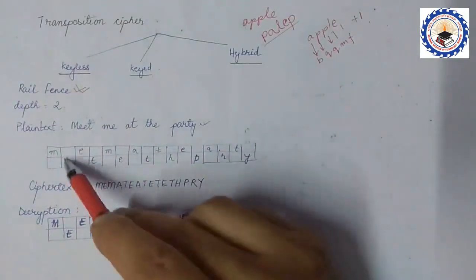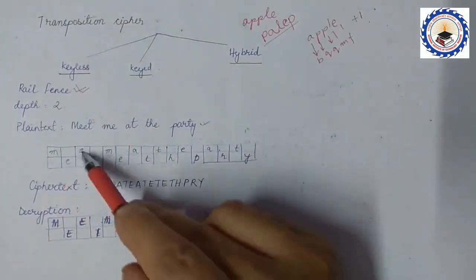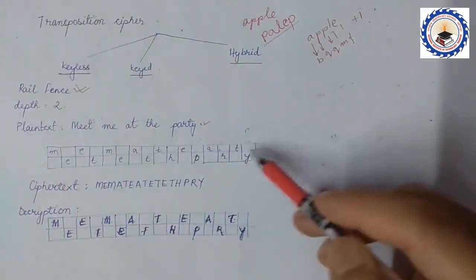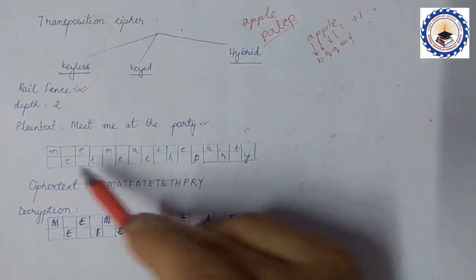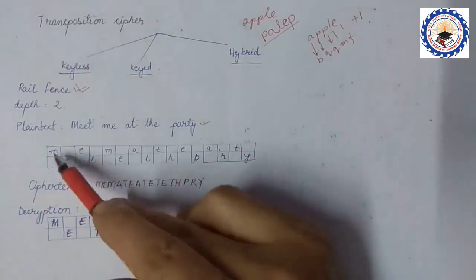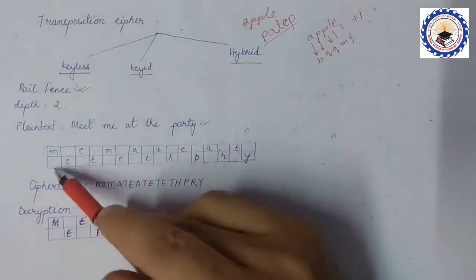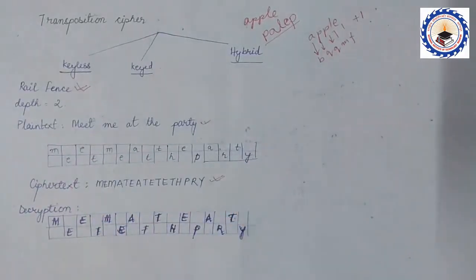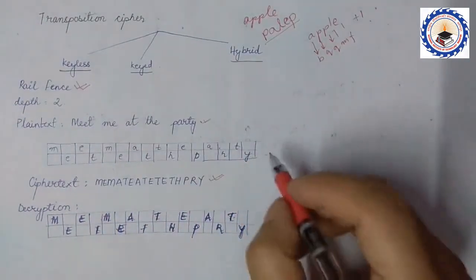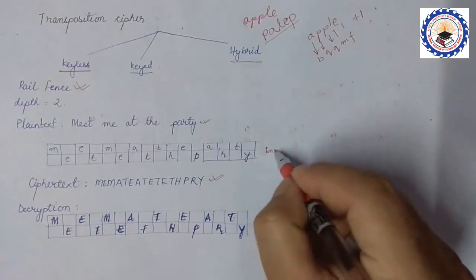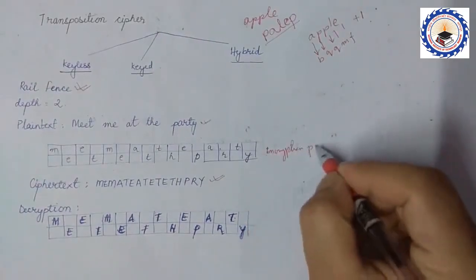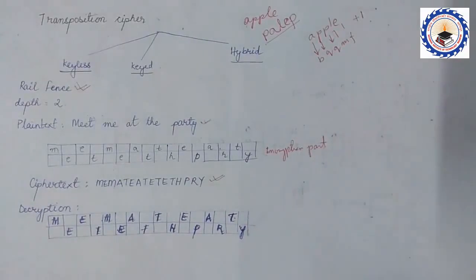So if I read row wise, M comes here, E comes here, M comes here, A comes here, and so on. After this T, again E comes here. So you read this first row and then read the second row. This is how a ciphertext is made, and this is for the encryption part.